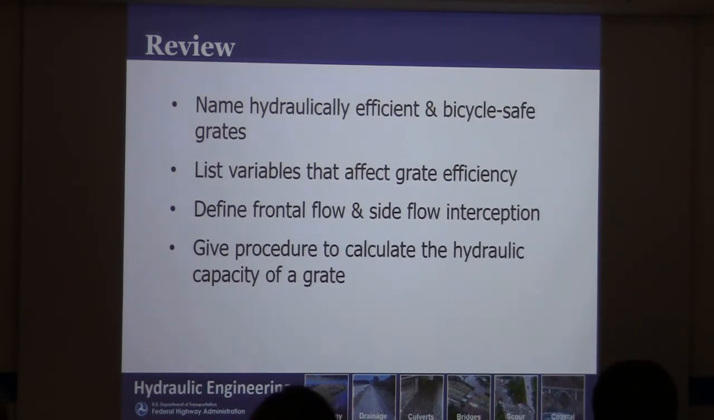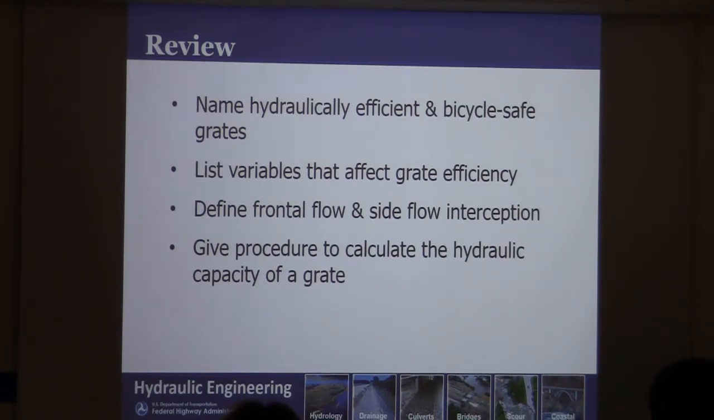So, list variables that affect the grate efficiency. Length, does length affect efficiency? Not very much. Width does, right? Because you want your grate to be as wide as the frontal flow, and then you get pretty good efficiency, that helps. What style of grate you have? Yeah, the type of grate you have. Parallel bars, yep. The slope, what kind of slopes? Cross slope and longitudinal, yeah. Almost. And you also want that ratio, the gutter flow ratio, frontal flow to total flow.